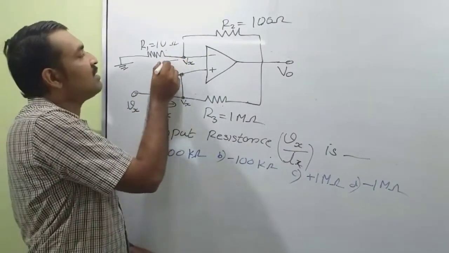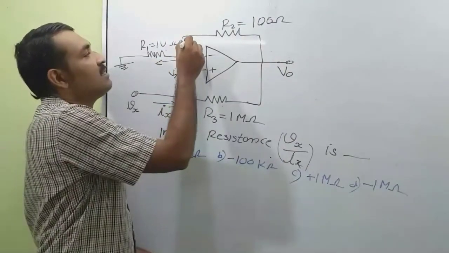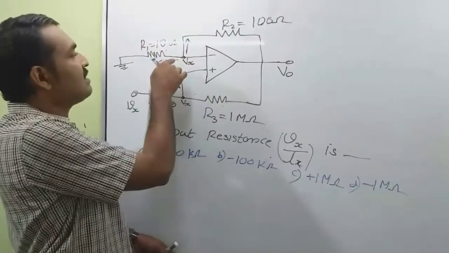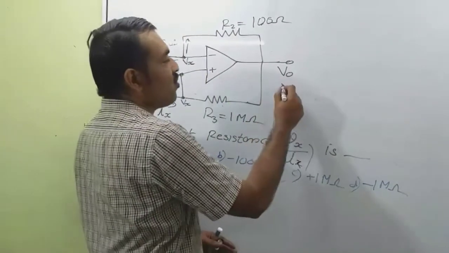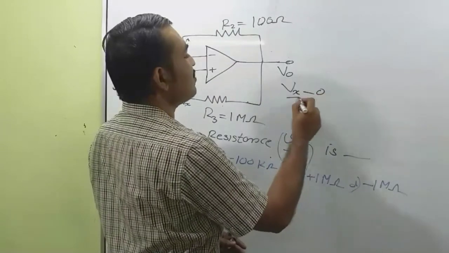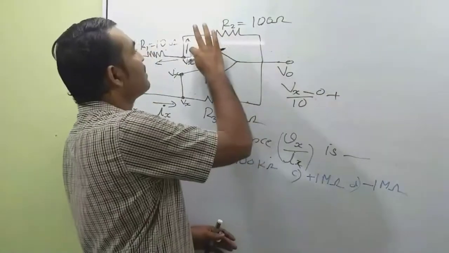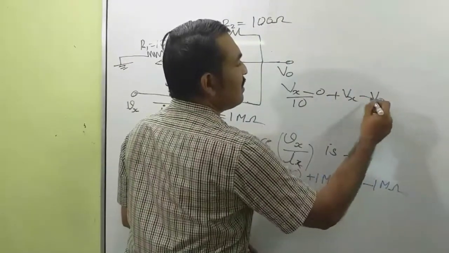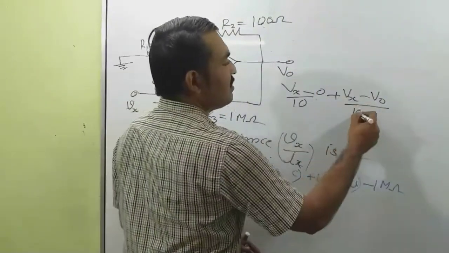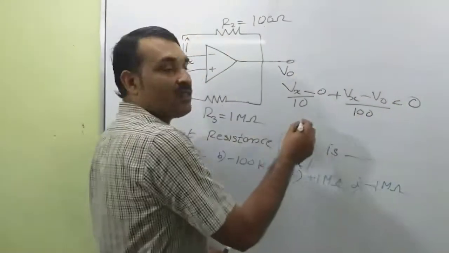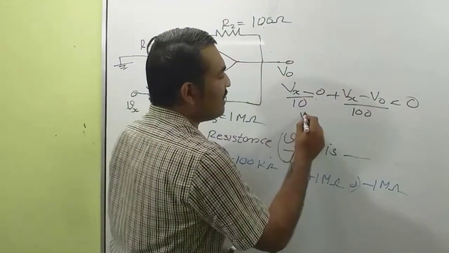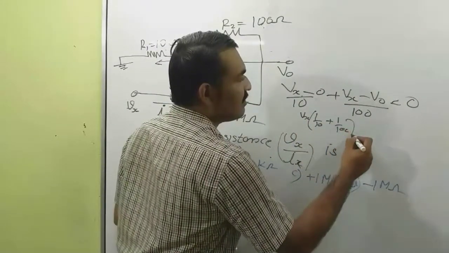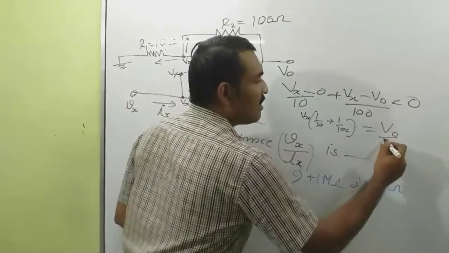I am assuming current is leaving here and current is also leaving in this direction. So, I can write (Vx minus 0) divided by 10. That is the current in this branch. So, (Vx minus 0) divided by 10 plus this current, that is (Vx minus V output) divided by 100, is equal to 0. We can write Vx into 1 by 10 plus 1 by 100 is equal to V0 by 100.